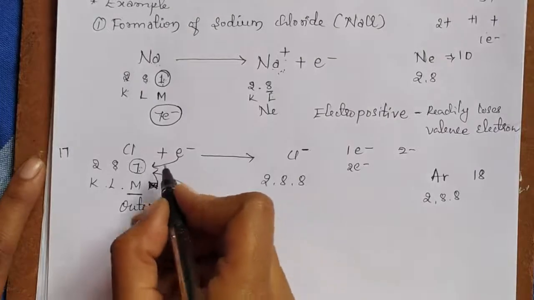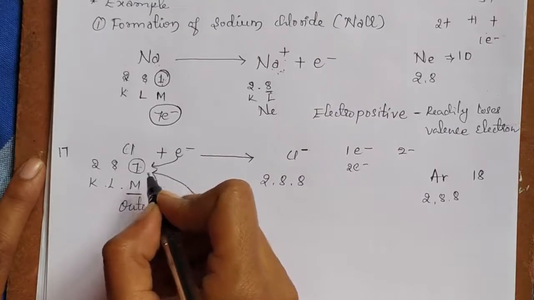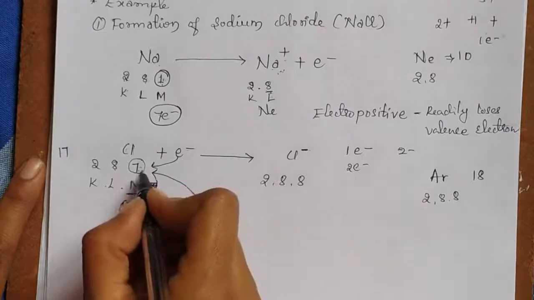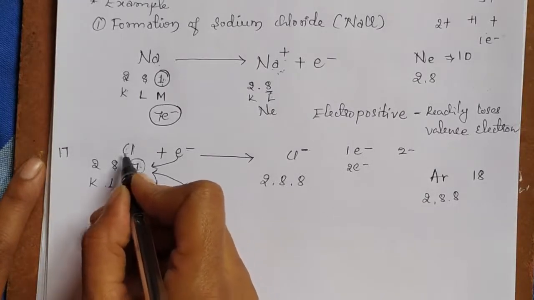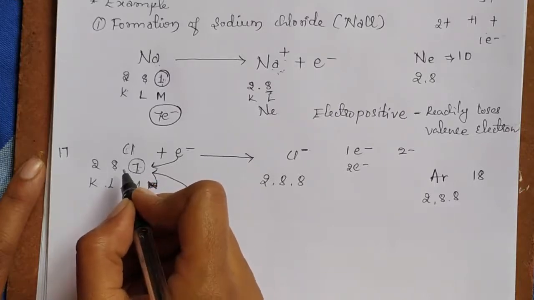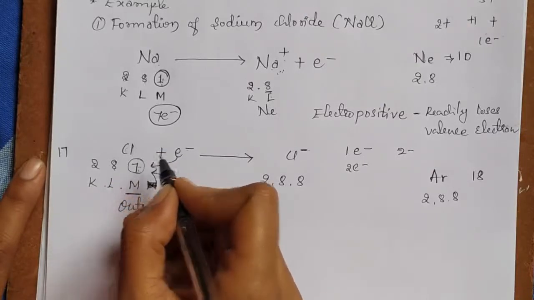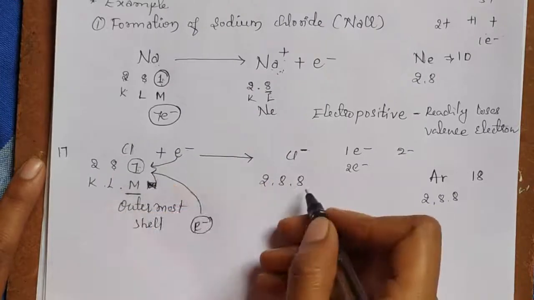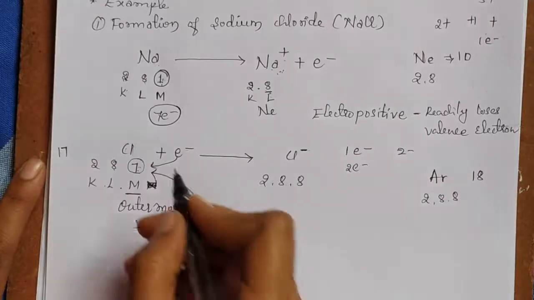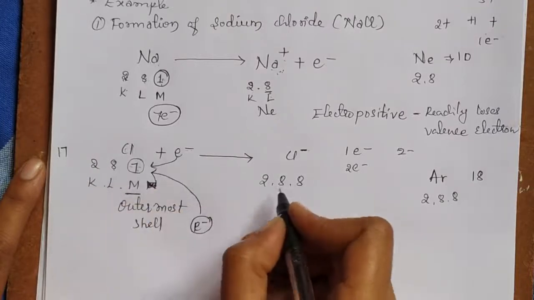Okay, so now this chlorine can easily gain 1 electron to attain the nearest stable noble gas electronic configuration, instead of losing its 7 electrons. This chlorine will not lose its 7 electrons. It is difficult, but it can gain 1 electron easily to attain the nearest stable noble gas electronic configuration. So this chlorine gains 1 electron and its electronic configuration changes like this.